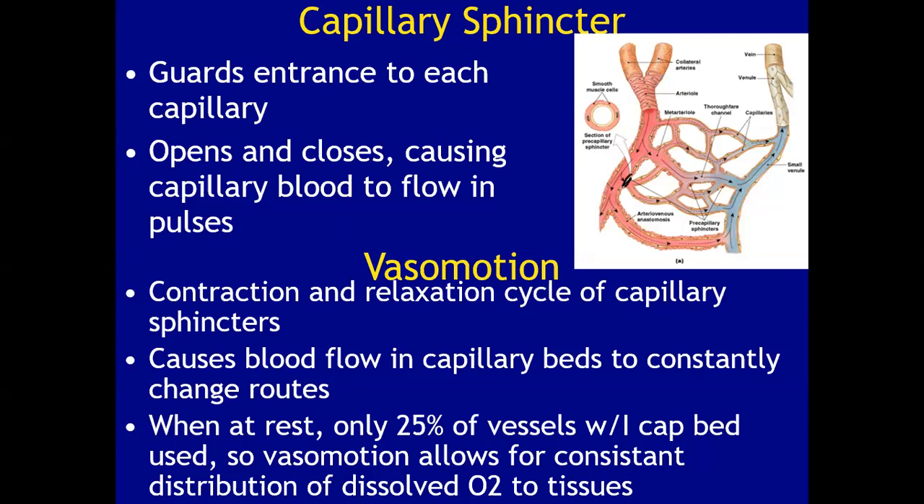We have a term called vasomotion for this, and that is the process of contracting and relaxing, that cycle that allows us to constrict and dilate these blood vessels. This is going to allow us to route the blood through the capillary based on the needs of the body. Where those cells need to be oxygenated and they need nutrients, we're going to send more blood into that area.